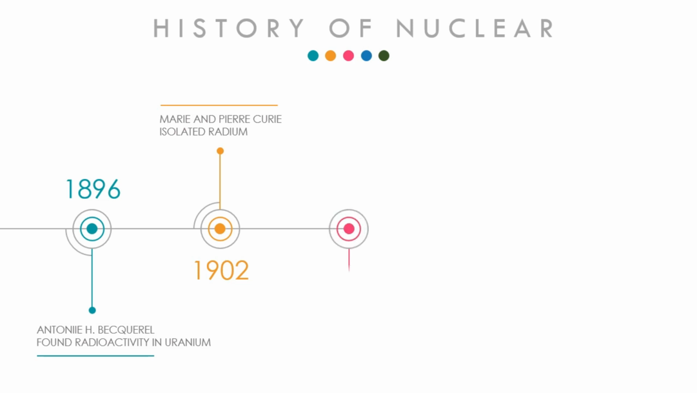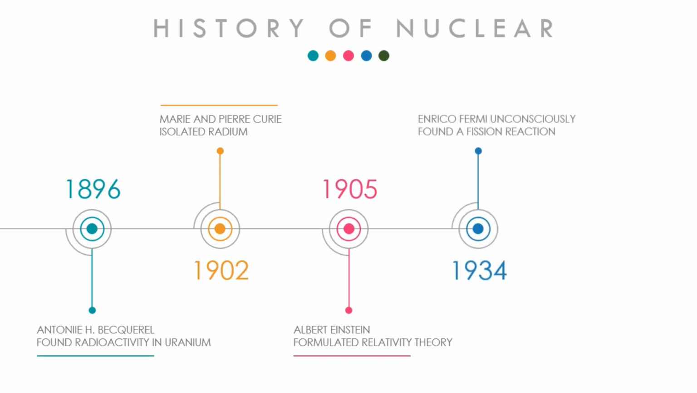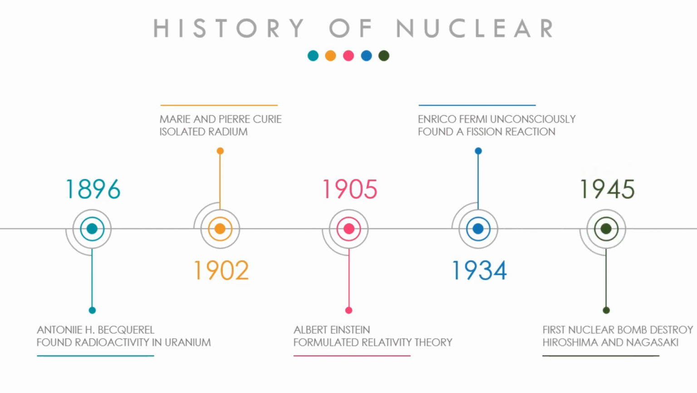Then in 1905, Albert Einstein put forward a theory called the special theory of relativity. In the next research, in 1934, Enrico Fermi unconsciously discovered a nuclear reaction they call fission. And in 1945, the nuclear bomb was first dropped on Hiroshima and Nagasaki.